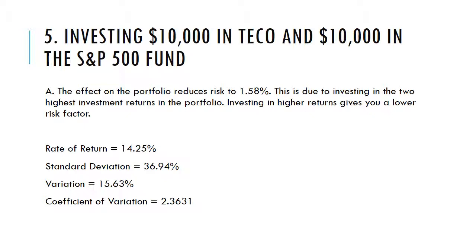And here are the values that I obtained from my Excel spreadsheet. The rate of return is 14.25%, the standard deviation is 36.94%, and the variation is 15.63%. The coefficient of variation is 2.3631.